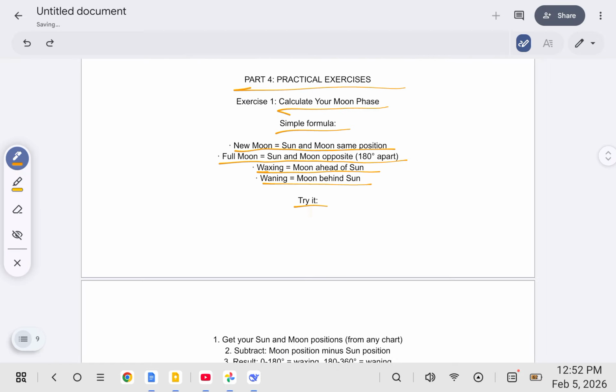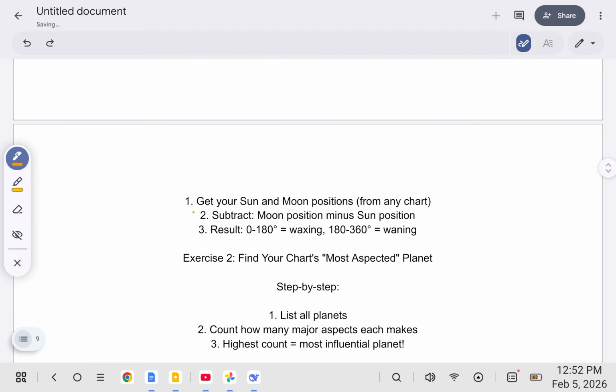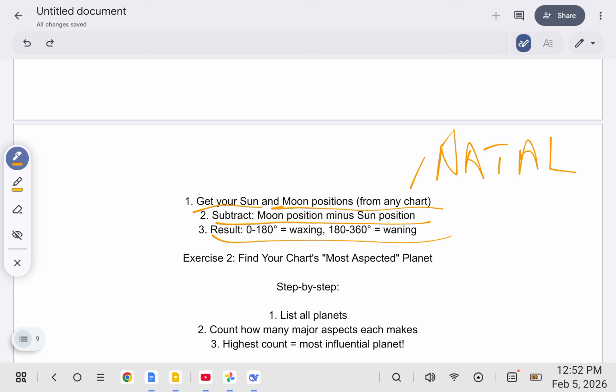Here's what we have to try. We have to get your sun and your moon positions from any chart. Usually it's your natal chart. We subtract moon position minus sun position, and our result is 0 through 180 degrees equaling waxing, and 180 through 360 degrees equaling waning.